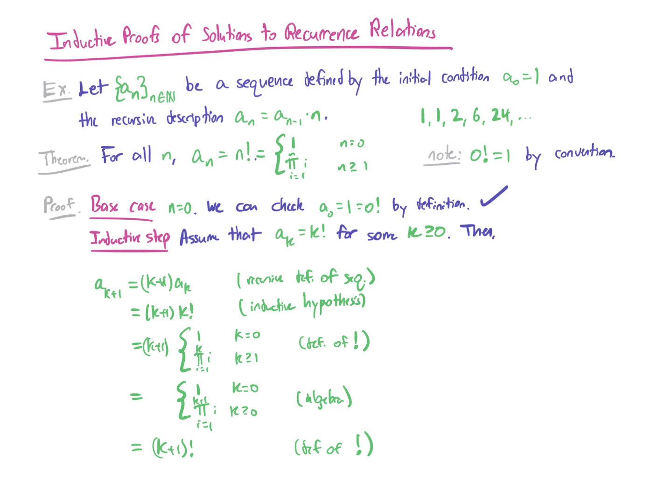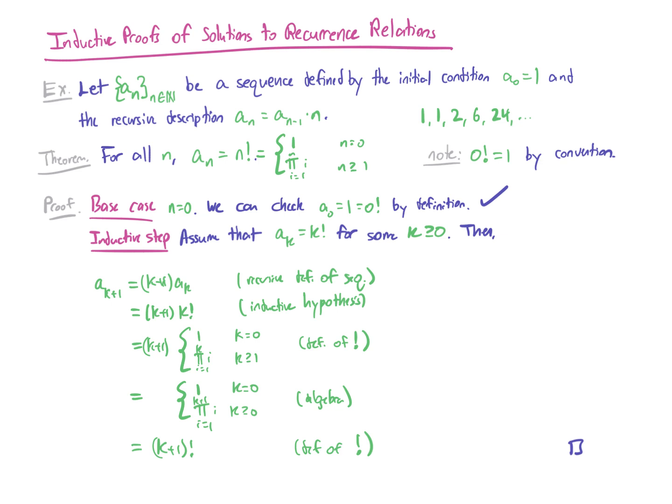So I have shown that a sub k plus 1 is equal to k plus 1 factorial, as a consequence of my inductive hypothesis, a sub k is equal to k factorial. And so I have completed my inductive step and my proof.